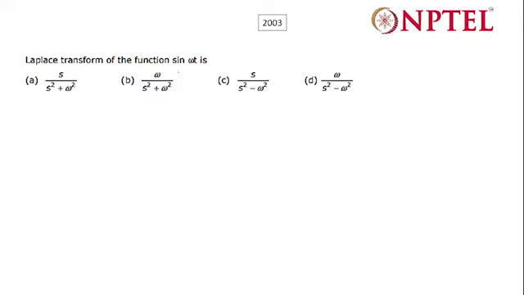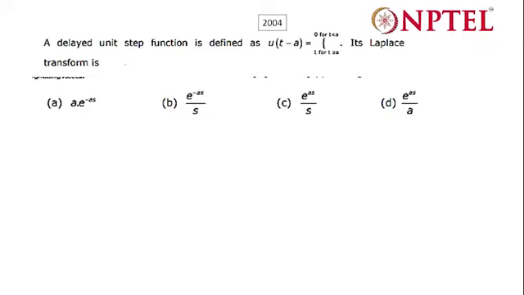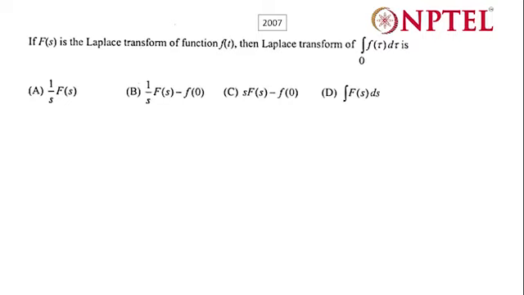Solve this question. This is only property based. B is correct. Use the chat box and tell me the answer, all of you. Solve this question. This is again a property based question. They have given a unit step function. B is correct. This is just a property. What is the Laplace transform of a unit step function? That is e to the power minus as by s. Solve this one.